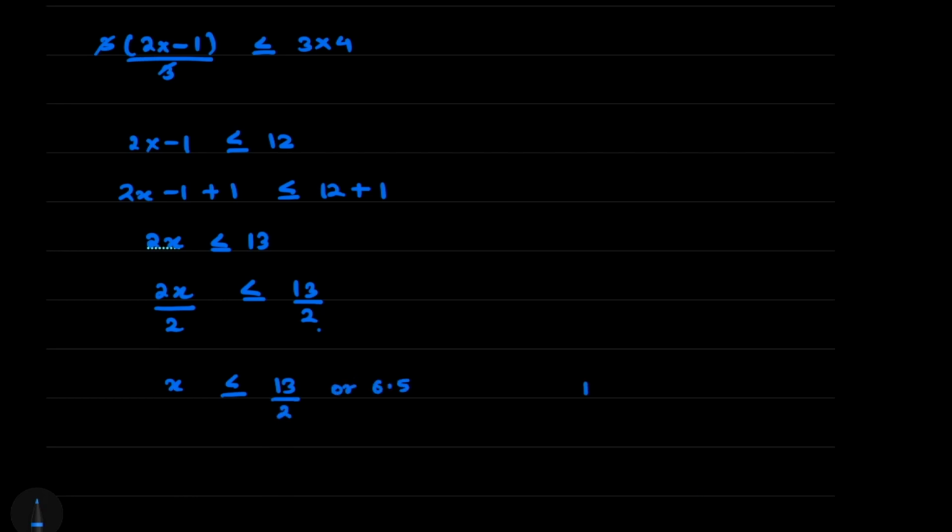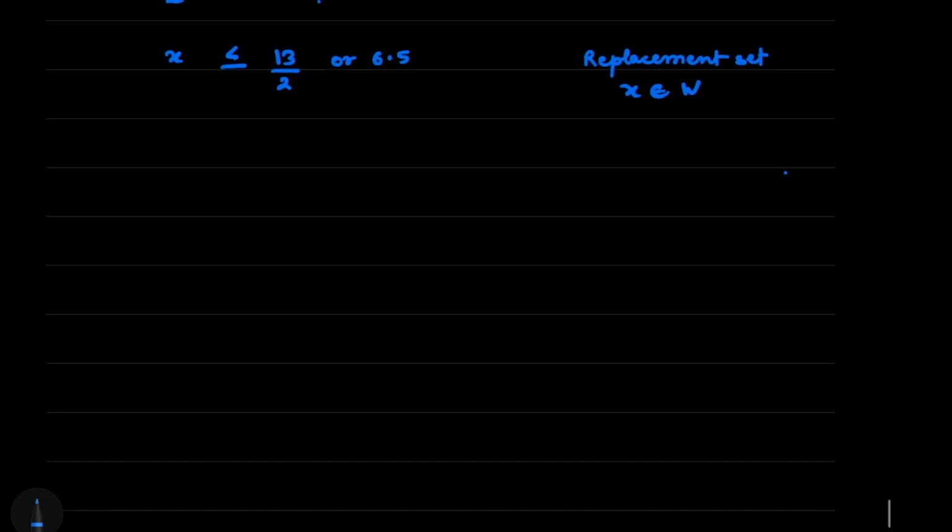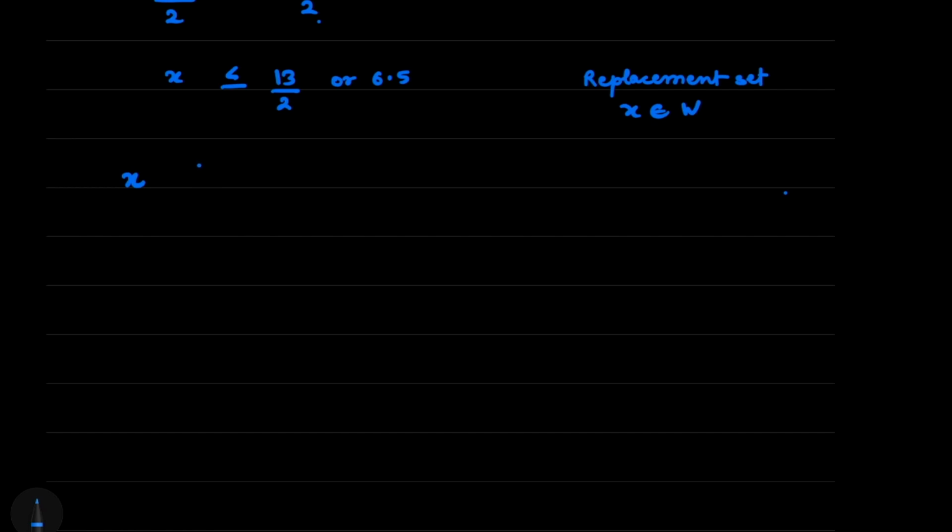And as our replacement set is x belongs to whole numbers, x can be 0, 1, 2, 3, 4, 5, and 6. That's how we solve it. Let's try another question. We have a given replacement set, and we have to solve the following inequality and represent the solution graphically.